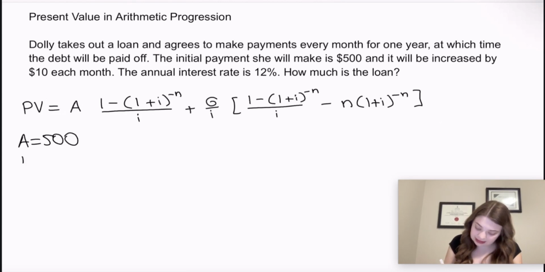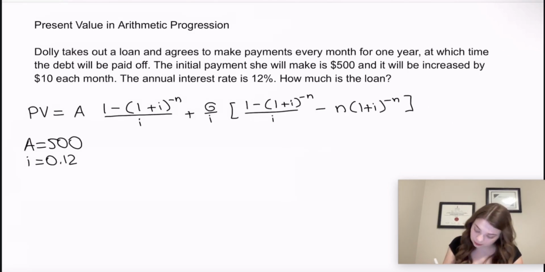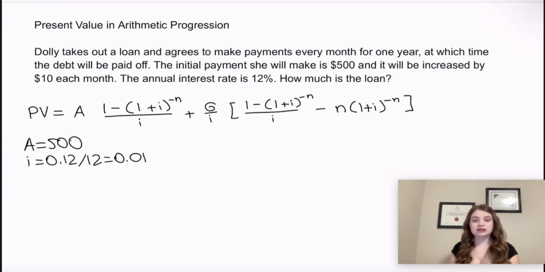Okay, next thing is the interest rate. The interest rate is 12%. However, she's making payments monthly, right? So we need to switch that to monthly. We are going to divide by 12 to get 0.01, right? So 12% a year is equivalent to 1% every month.